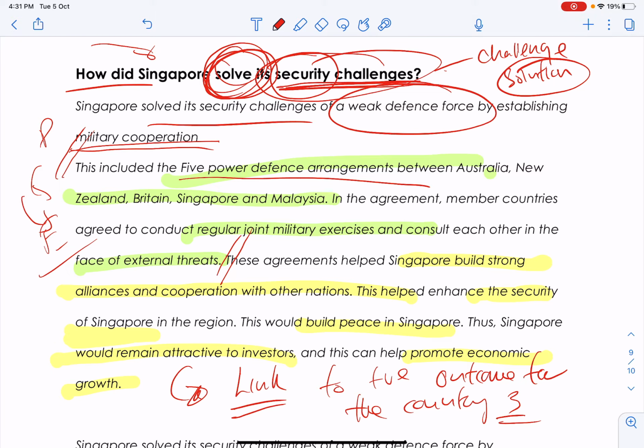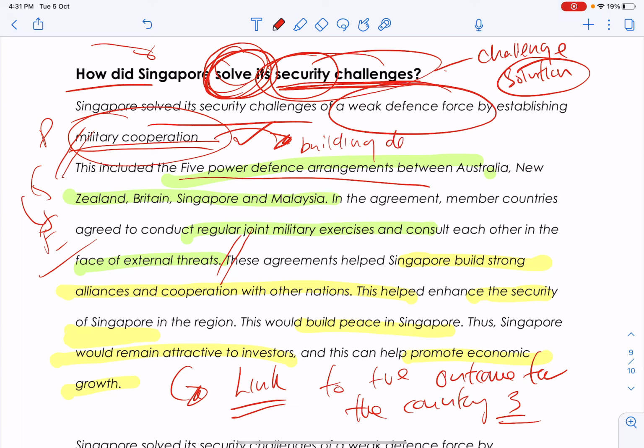Alright, this is one way you can do it. Because this military cooperation is a sub point. The main point is improving the defense as a whole. So it's up to you. You can either write down a sub point as your main point and elaborate. In this case, you must elaborate more about military cooperation, or you can combine all 3 points together, because this military cooperation is part of a bigger point, which is building the defense force.